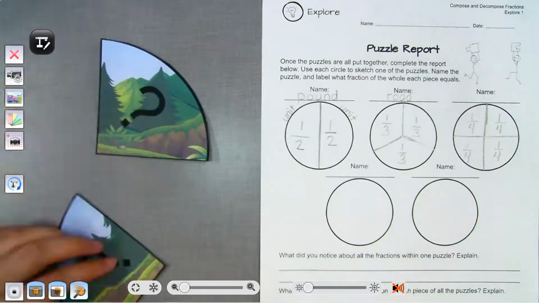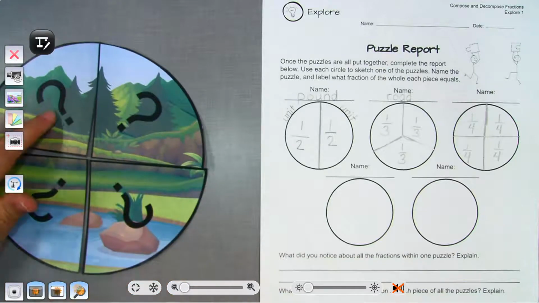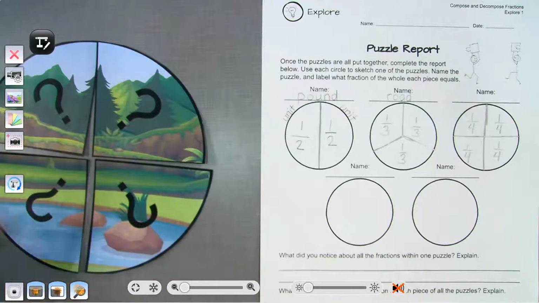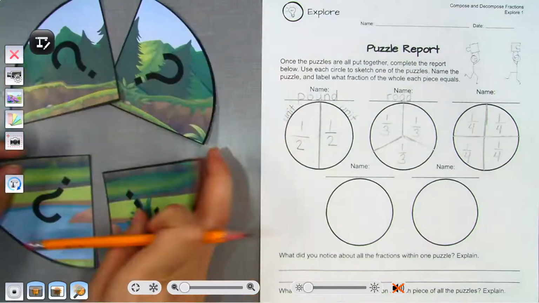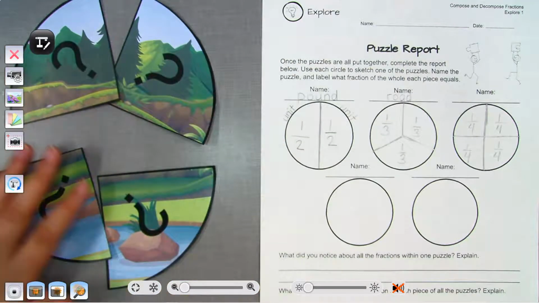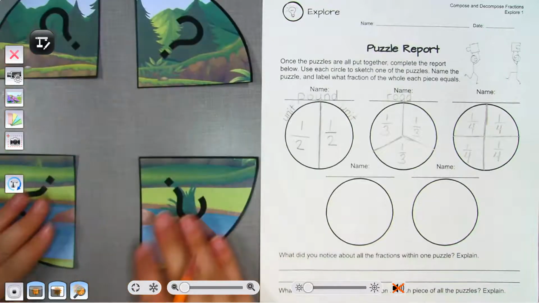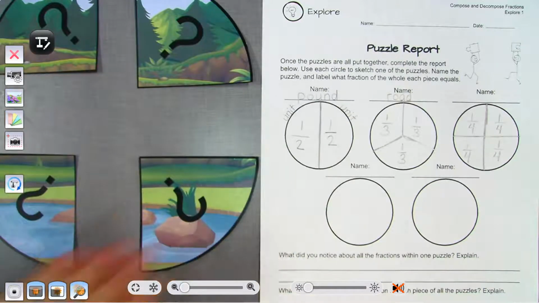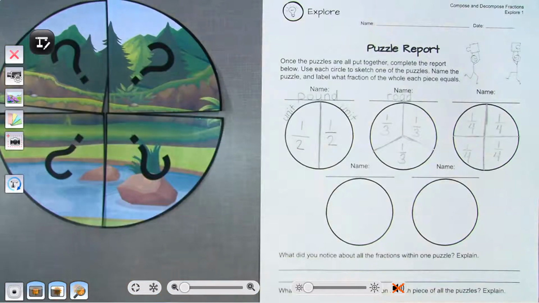But if I put them all together, what do you think I would have? 1/4, 2/4, 3/4, 4/4. It's kind of like we're counting. It's like the word combined. We talked about the word combined. It's like we're combining all these pieces. Each piece has a part, 1/4, 1/4, 1/4, 1/4, and we combined all those pieces together.